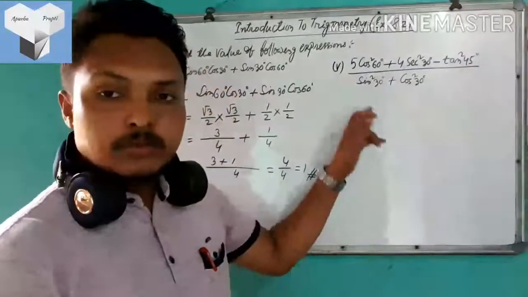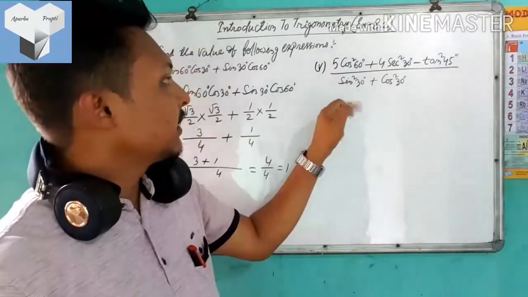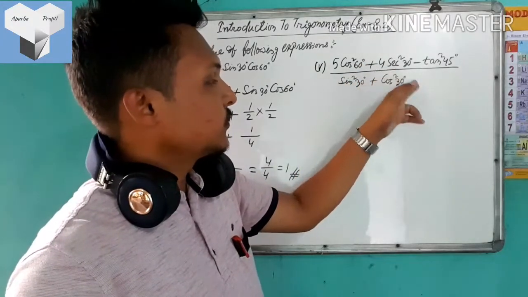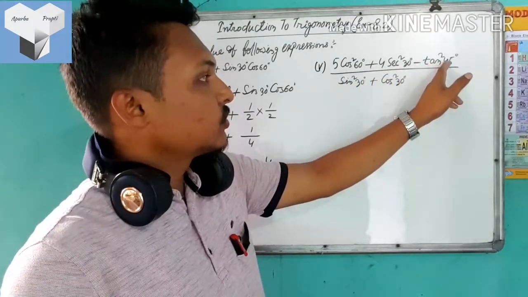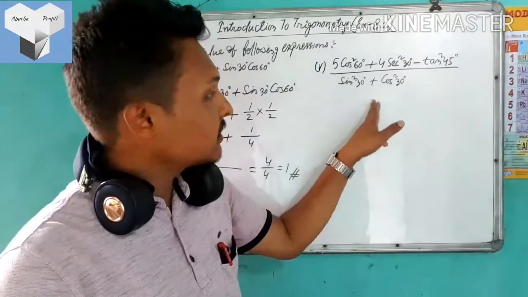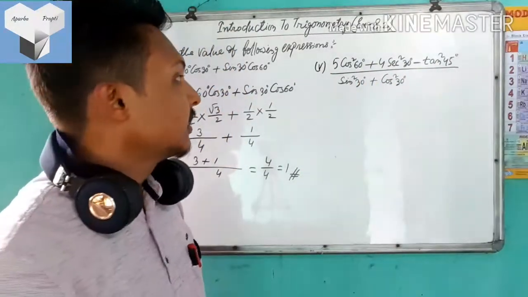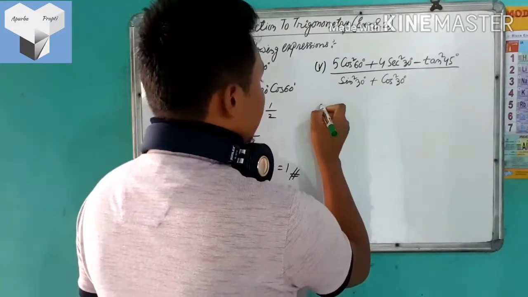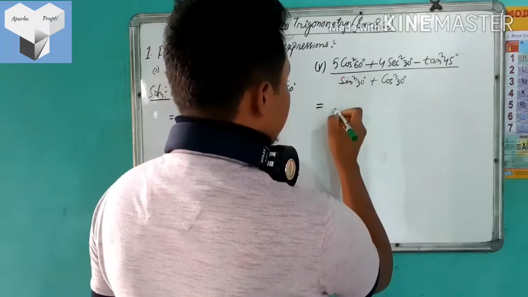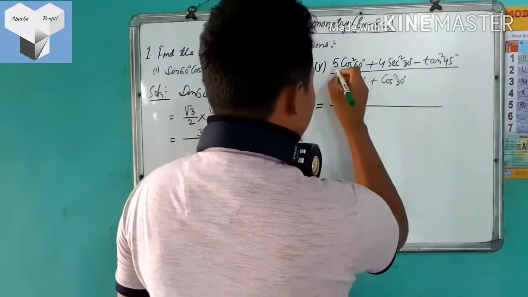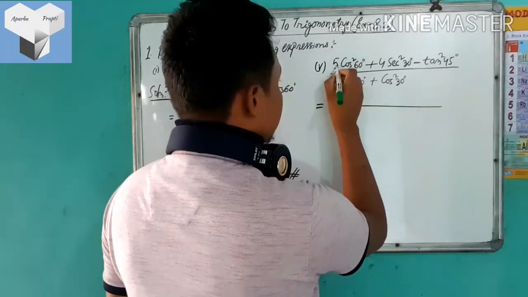So guys, now you come to question number 5. That is given as 5 into cos square 60 degree plus 4 into sec square 30 degree minus tan square 45 degree, divided by sin square 30 degree plus cos square 30 degree. Here you need to do nothing but put the values of these ratios that you have found in the previous classes. So simple, 5 will remain as 5 and this is multiplied with this expression.